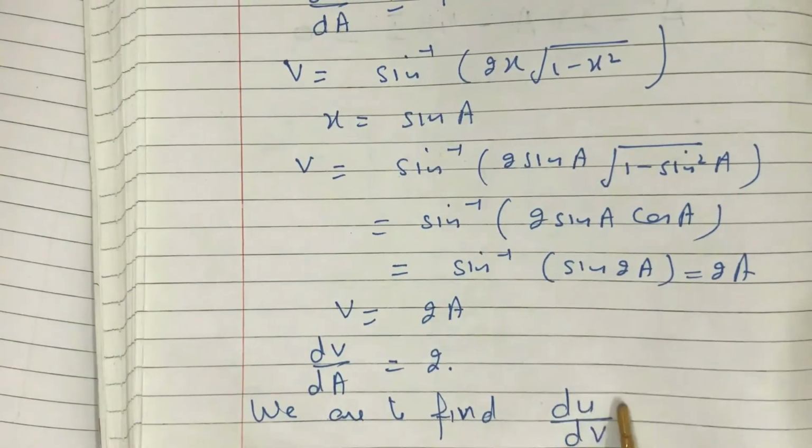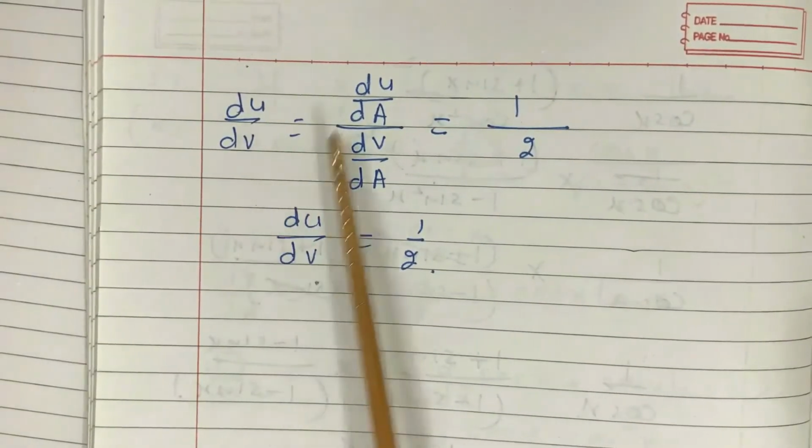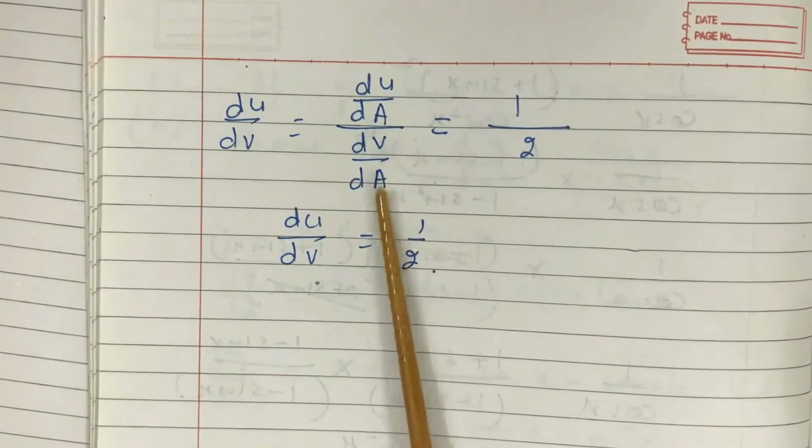Now we have to find du/dv. On the next page, I'll find du/dv. Now du/dv is equal to (du/da) upon (dv/da).